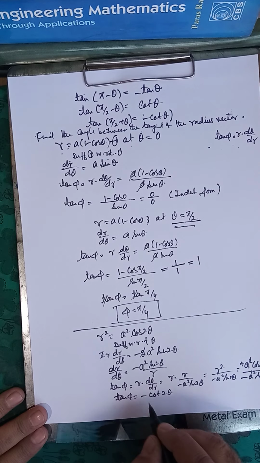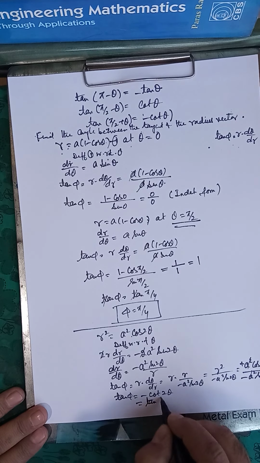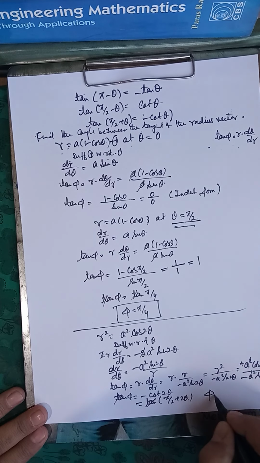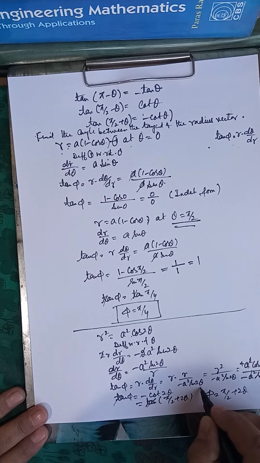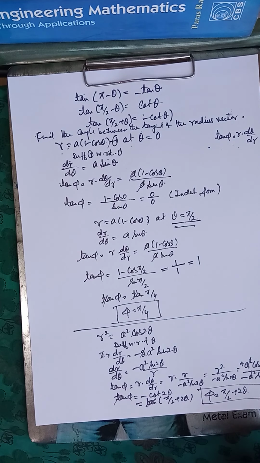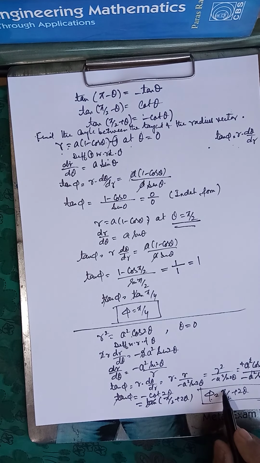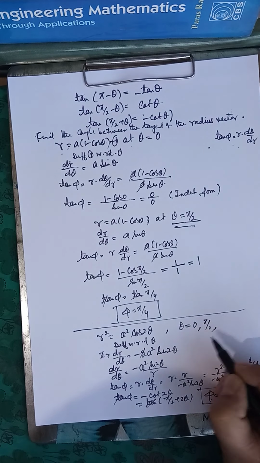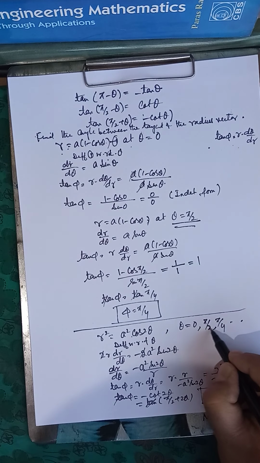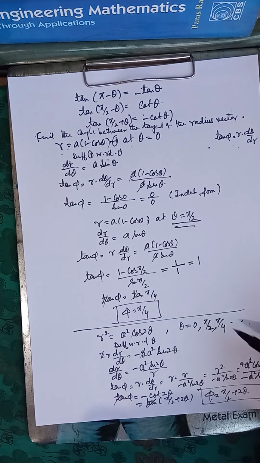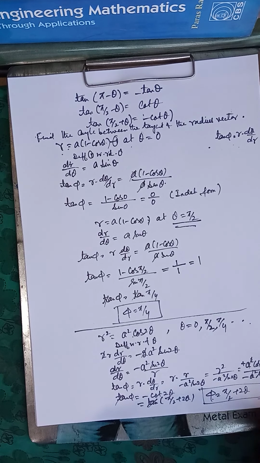But minus cot can be changed into tan. It is tan of 90 plus 2 theta. So your phi is pi by 2 plus 2 theta. This is the angle between the tangent and the radius vector. If your theta is 0, you will get phi equal to pi by 2. If it is pi by 2, pi by 4, and so on, you can find all these angles between radius vector and the tangent at various points, whether the initial angle is 0, pi by 2, pi by 4, and so on. You can find it.